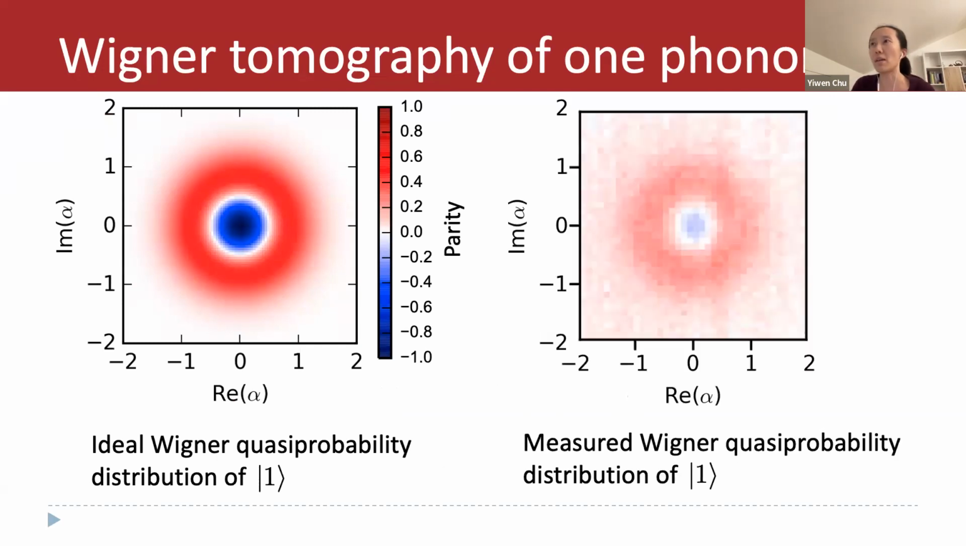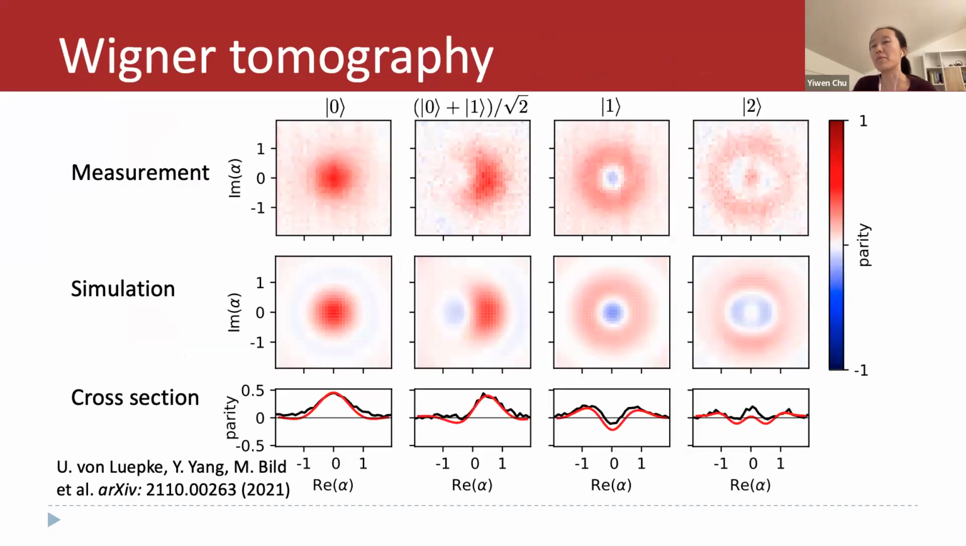As you can see, the contrast is a bit lower, again due to the imperfections in our system. But you see the important features, and in particular, in the middle of this picture it's blue, which means it's negative. And it turns out that for a Wigner function, only non-classical states can have negative values. We can do this for other states that we've tried to generate, different Fock states or superposition states. And you can see here it agrees quite well with some simulations that we did, including all of the imperfections in our system.